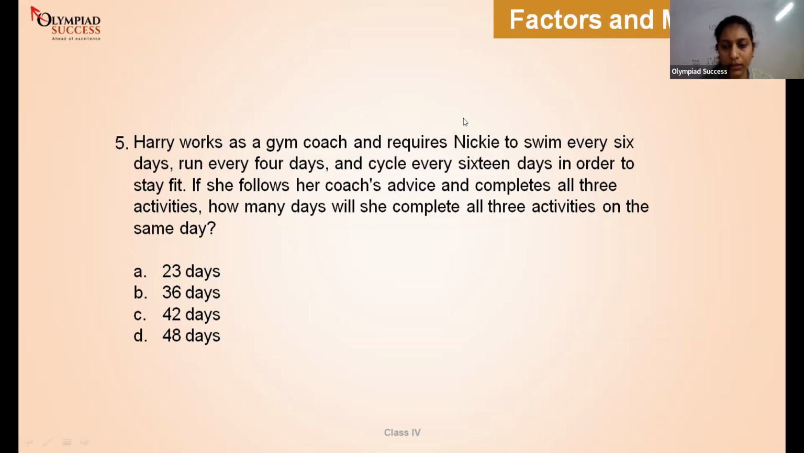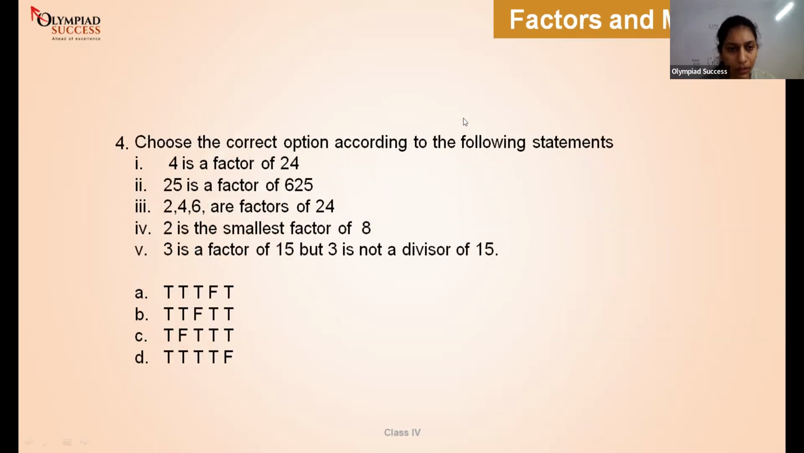Wait, okay, let me check. 3 is a factor of 15. This is correct. But 3 is not a divisor of 15. Yes. So divisor 3, what will be 3? 15 divided by 3. What will 15 be called and what will 3 be called? Divisor and dividend. So this is true.